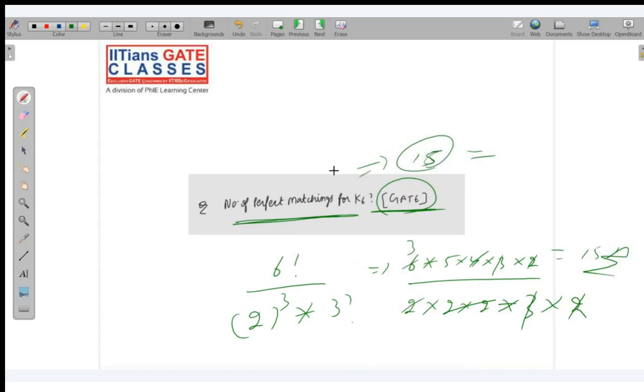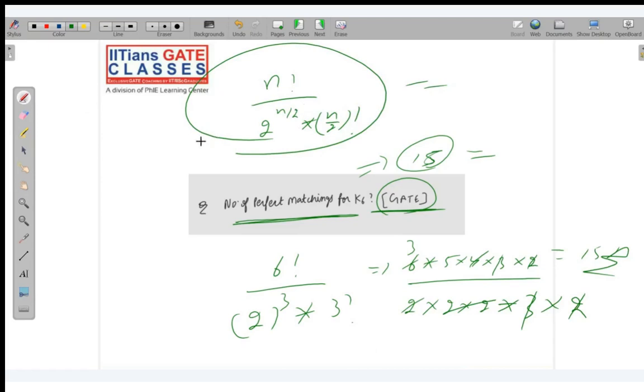So what is the formula? Formula is n factorial divided by 2 power n by 2 multiplied by n by 2 factorial. No need to by heart this formula, you will forget it. Just try to remember the proof how we have got it. N factorial divided by 2 to 2 to 2, n by 2 terms, that means 2 power n by 2, and because of UOP, unordered partition, 2 to 2 is repeated n by 2 times. That's why I have to divide by n by 2 factorial.